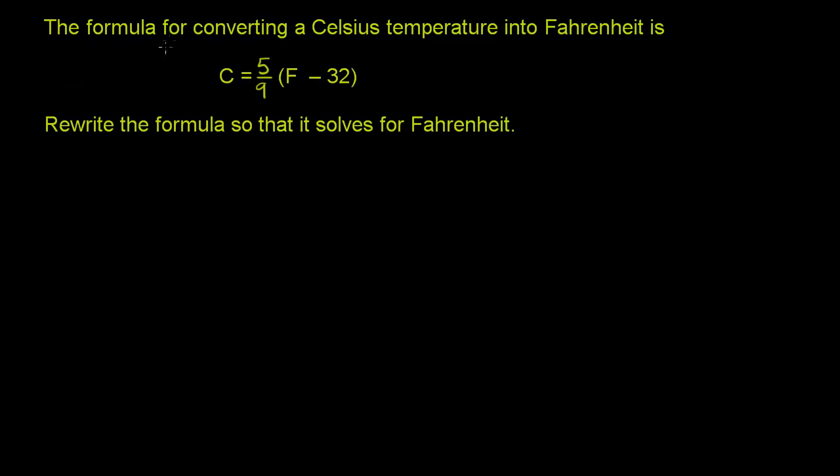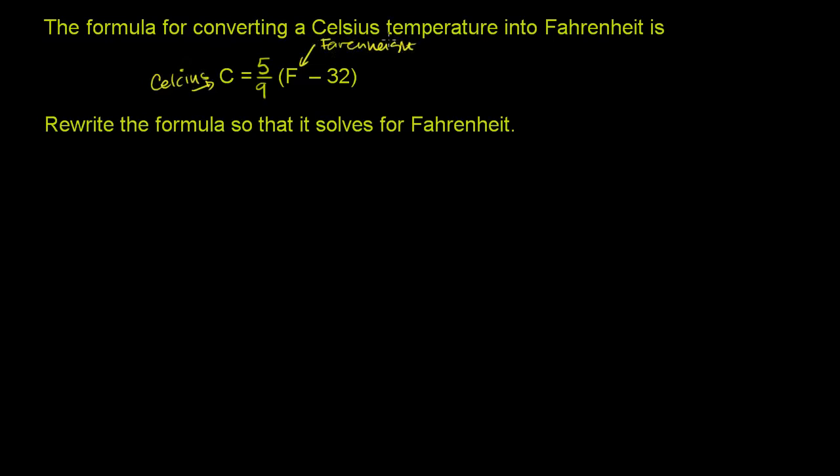We're told that the formula for converting a Celsius temperature into Fahrenheit is: the Celsius temperature, or C, is equal to 5/9 times the Fahrenheit temperature minus 32. Rewrite the formula so it solves for Fahrenheit. So just like I mentioned, the C is the Celsius temperature, and the F is the Fahrenheit temperature.